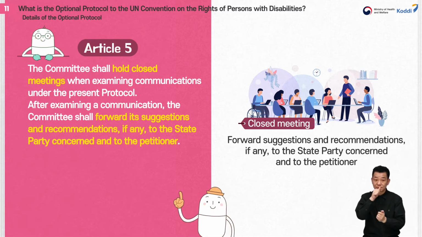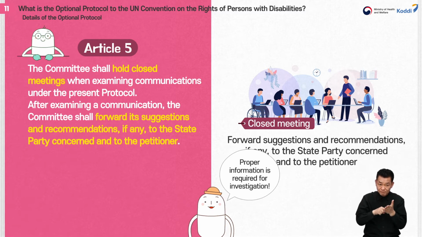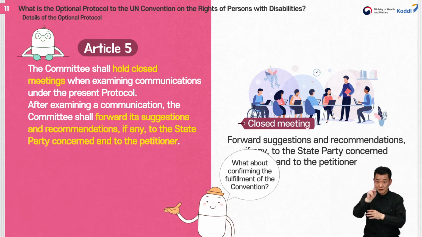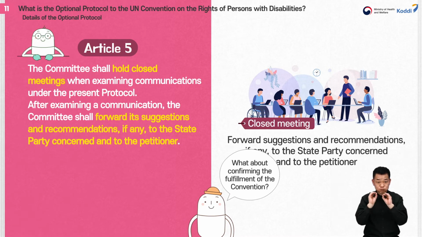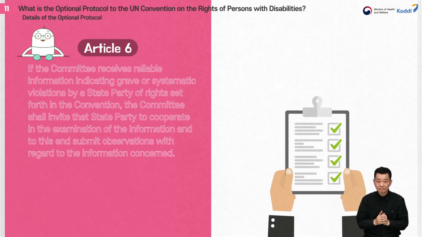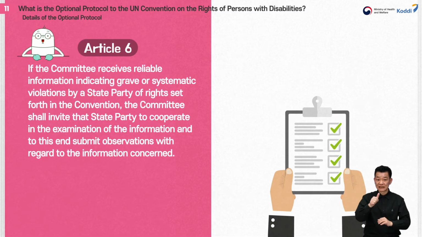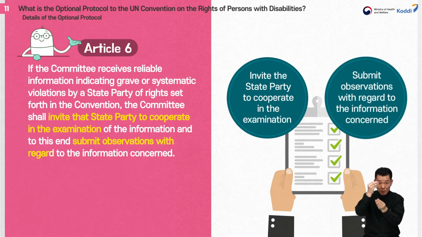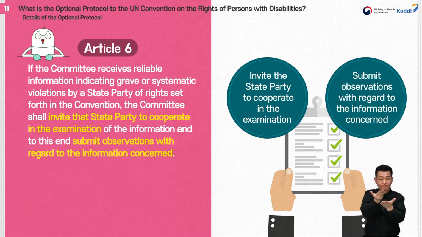So is it carried out through a closed meeting? I imagine proper information is required for investigation. And what about confirming the fulfillment of the convention by the states parties? Good question. This can be found in Article 6. First of all, the committee can invite that state party to cooperate in the examination of the information, and to this end, submit observations with regard to the information concerned.